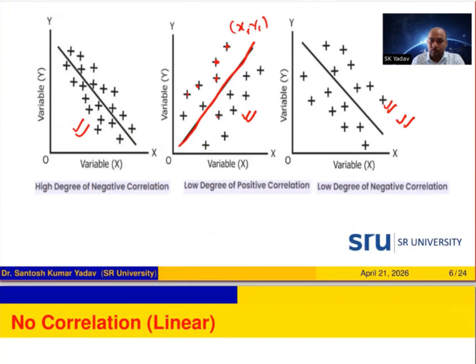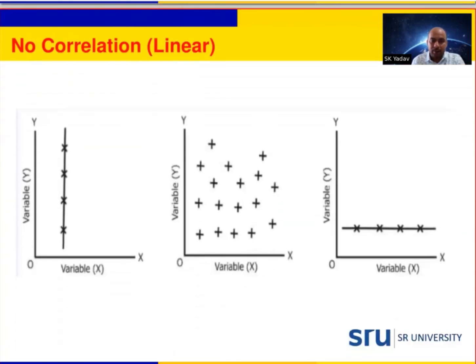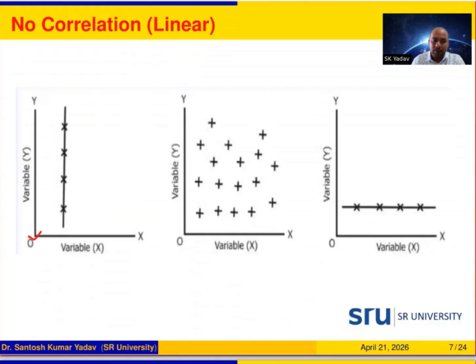Next, it's very obvious here. In this one, no particular type of relation is observed, and similarly for the second one, there is no pattern the points are following. So in this case, there is no correlation. But remember that no correlation here means only no linear correlation.